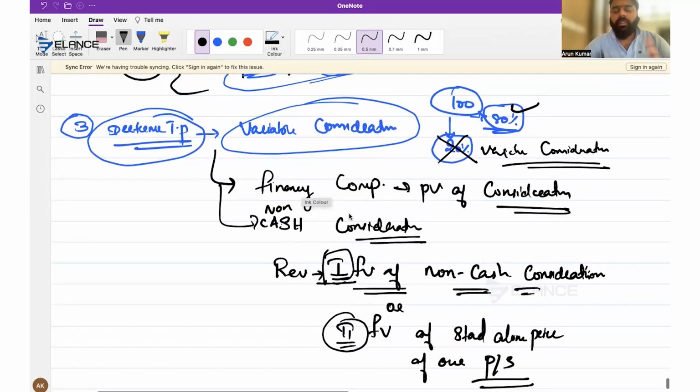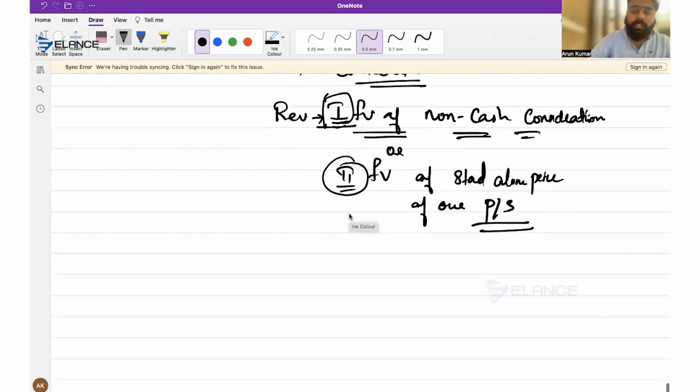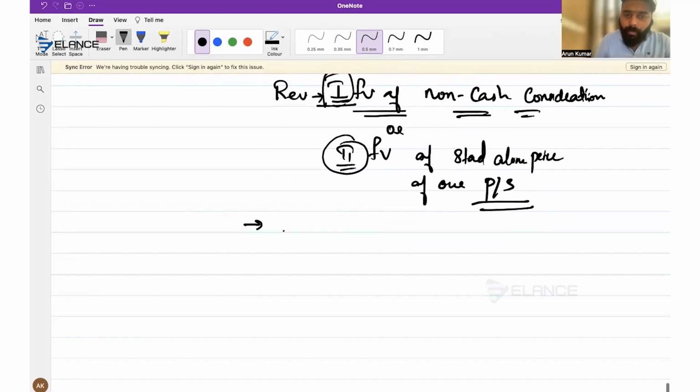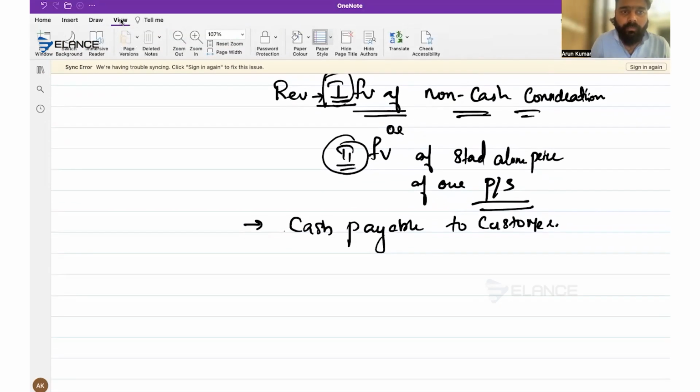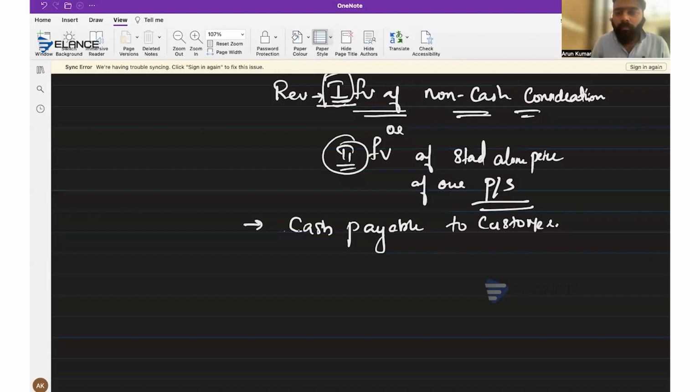Anything else to be considered? So variable consideration is covered. Financing component, non-cash consideration. Yes, there is another adjustment that used to come. The cash payable to customer. Okay. So we have to adjust it while determining the transaction price. The cash payable or consideration payable to customer.